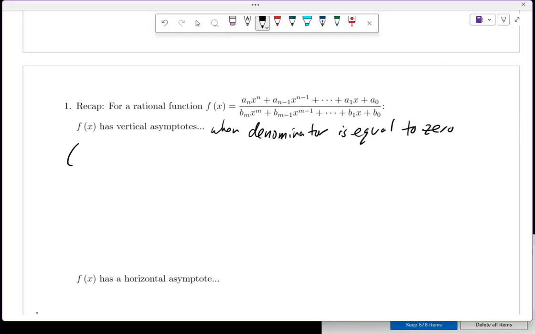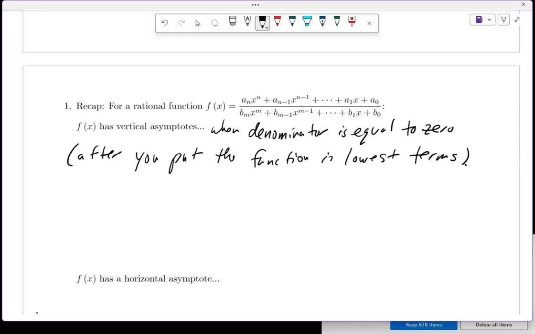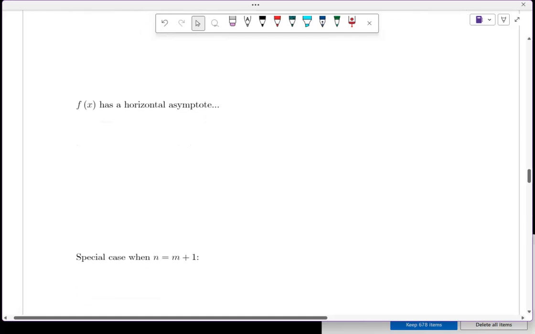and this again is after you put the function in lowest terms. So again, just because the denominator is 0 doesn't guarantee that you get a vertical asymptote. You don't get that guarantee until you make sure everything is in lowest terms. Factor the top, factor the bottom, and cancel out any common factors. All right. What about horizontal asymptotes?